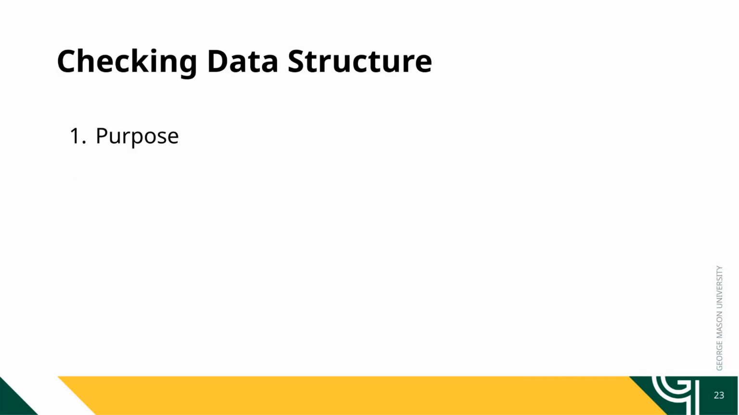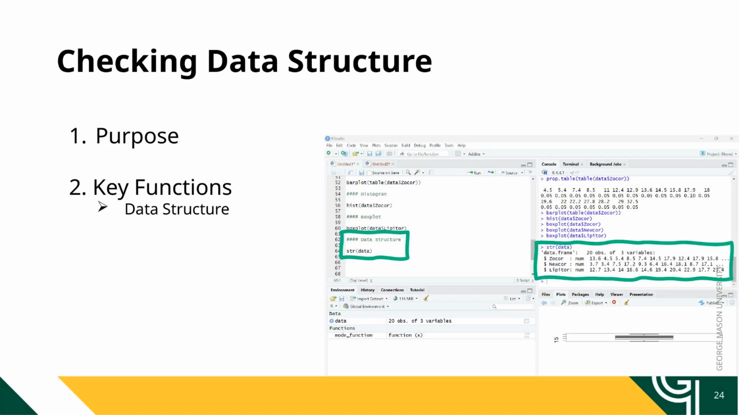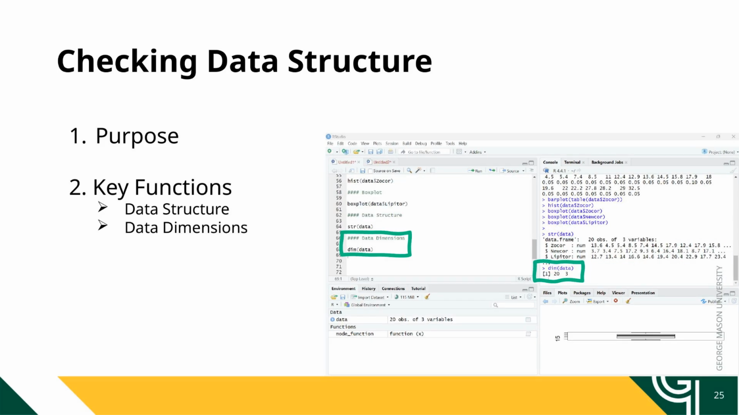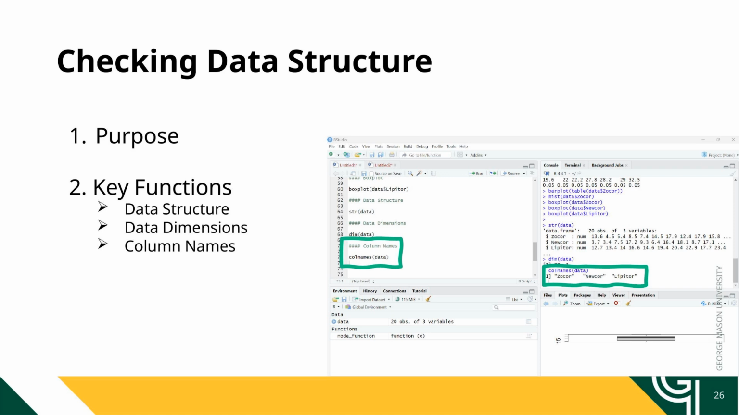Checking data structure is to understand the overall structure of the dataset, including the types of data stored in each column and the general layout of the dataset. The str function summarizes the structure of an R object, showing the type and a preview of the content of each column. The dim function returns the number of rows and columns in the dataset. In this case, the dataset has 20 rows and 3 columns. The colnames function lists the names of the columns in the dataset. Knowing the structure helps you understand the types of data you're working with, which is crucial for further analysis and transformations.